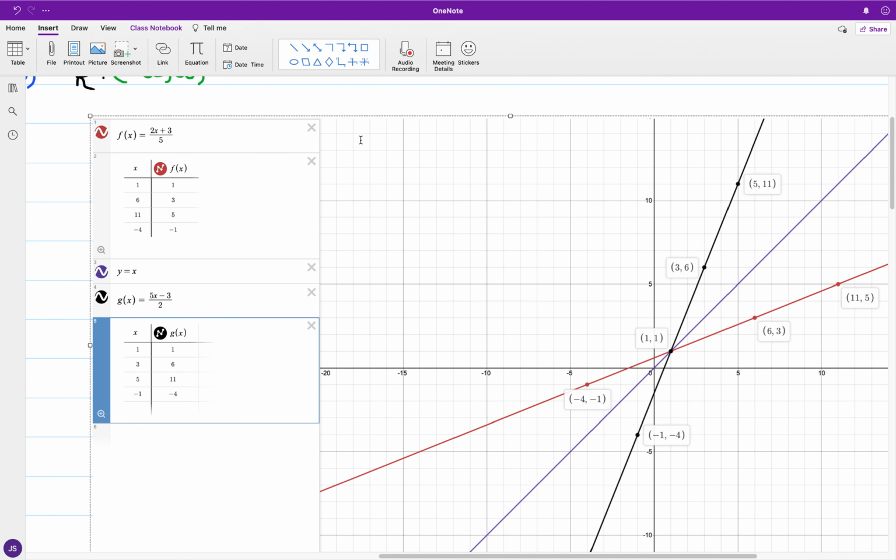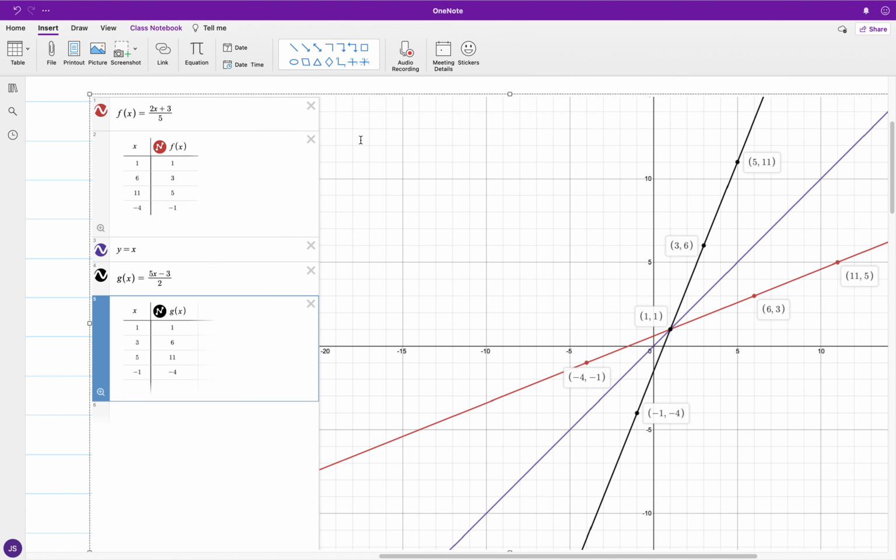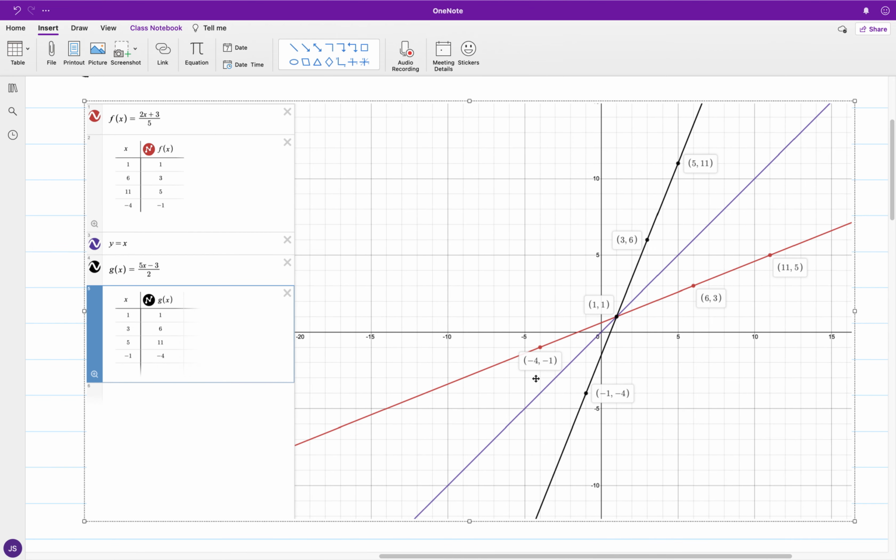We have the graph of f of x is equal to (2x plus 3) all over 5. Among the ordered pairs for this red line, we have (-4, -1), (1, 1), (6, 3), and (11, 5). For this black line, which is the inverse function, you have (5, 11), (3, 6), (1, 1), and (-1, -4) among the ordered pairs. A one-to-one function and its inverse will have interchanging x and y terms. Both of these graphs will have symmetry with respect to the line y is equal to x, and all three of these lines just happen to intersect at (1, 1).